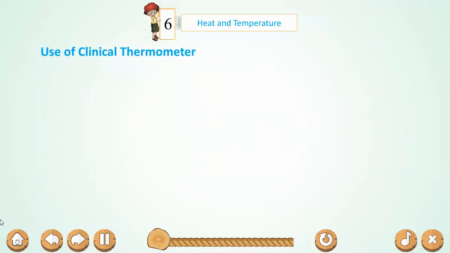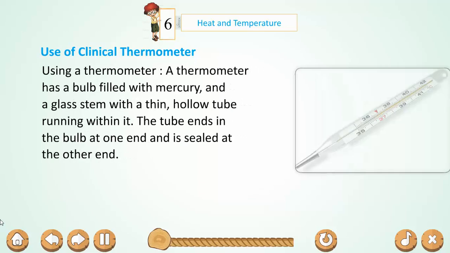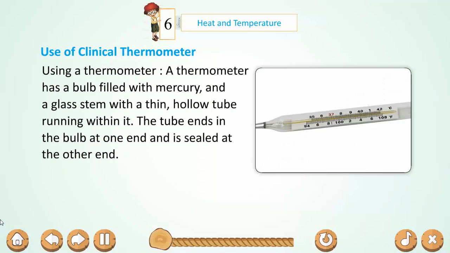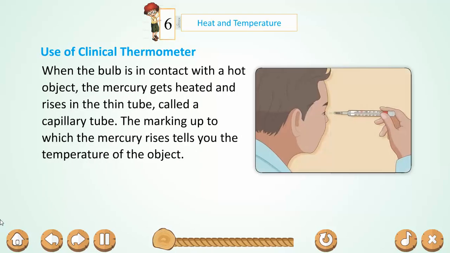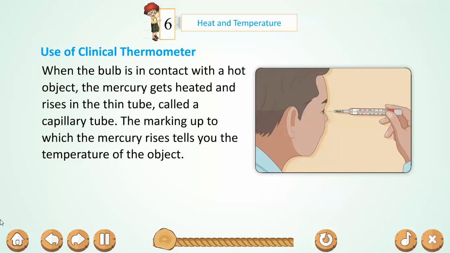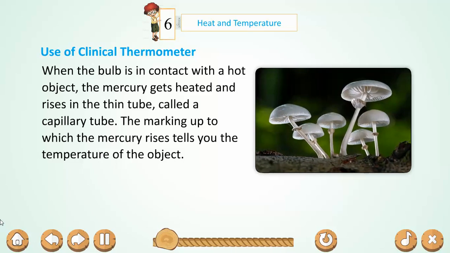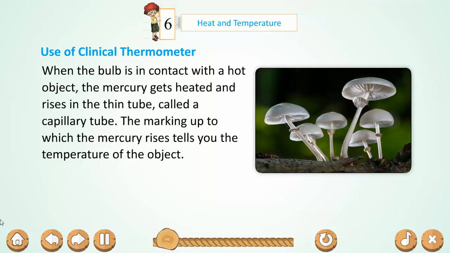Use of clinical thermometer. A thermometer has a bulb filled with mercury and a glass stem with a thin, hollow tube running within it. The tube ends in the bulb at one end and is sealed at the other end. When the bulb is in contact with a hot object, the mercury gets heated and rises in the thin tube called a capillary tube. The marking up to which the mercury rises tells you the temperature of the object.